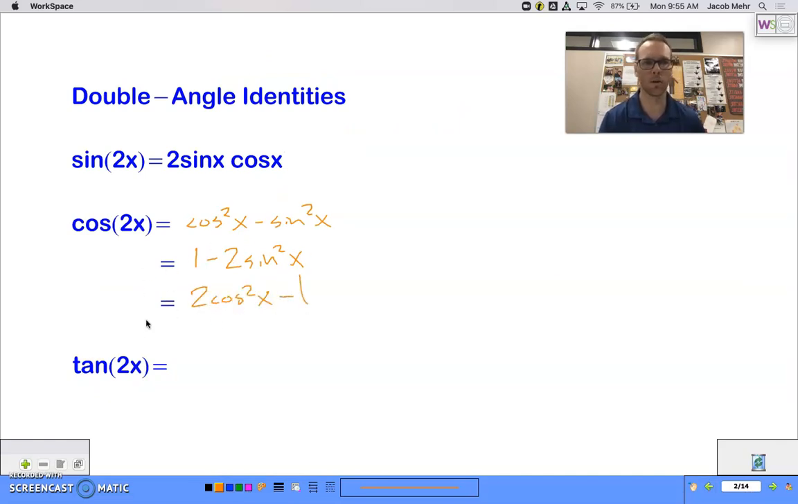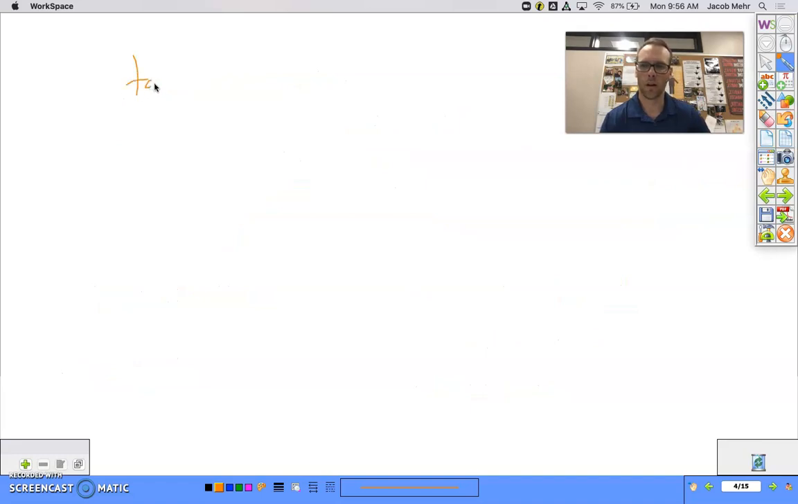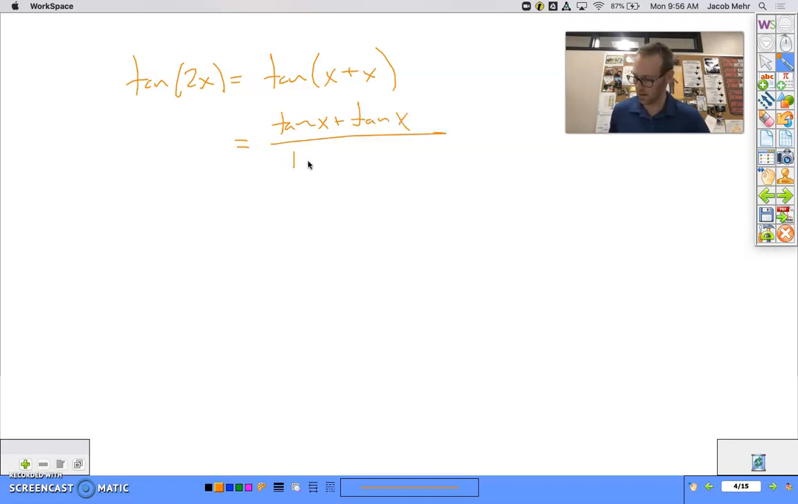Look, notice these look pretty similar. It's kind of neat. Lastly, tangent. This one's a little bit simpler. The tangent of 2x is the tangent of x plus x. And if we follow our sum identity for tangent, this is the tangent of x plus the tangent of x over 1. Now on this one, the sign switches. It was a sum, it becomes a minus. Tangent of x, tangent of x.